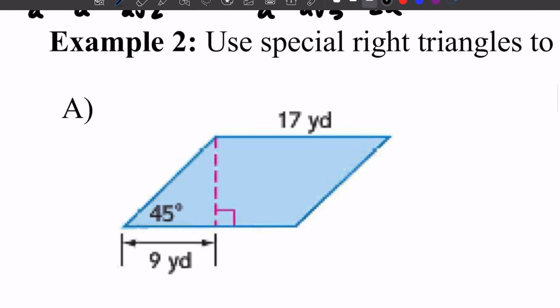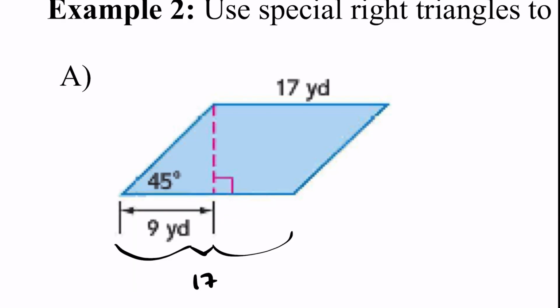So example A. All right, so we know that this side is 17. So this side is also, so let me go ahead and write that, 17 yards here.